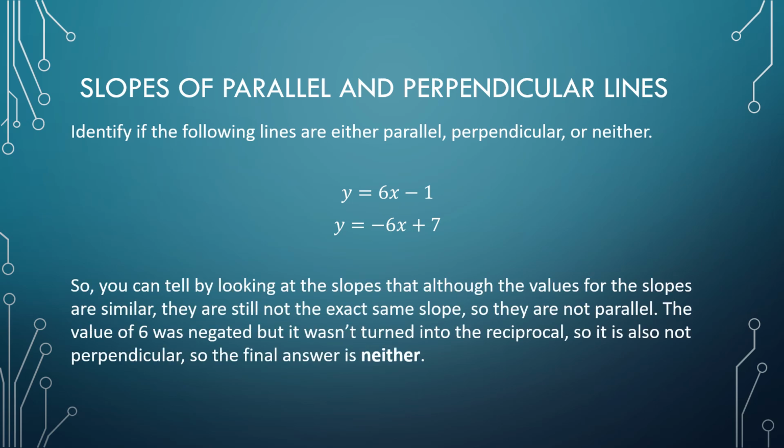So, you can tell by looking at the slopes that although the values for the slopes are similar, they are still not the exact same slope, so they are not parallel. The value of 6 was negated, but it wasn't turned into the reciprocal, so it is also not perpendicular, so the final answer is neither.